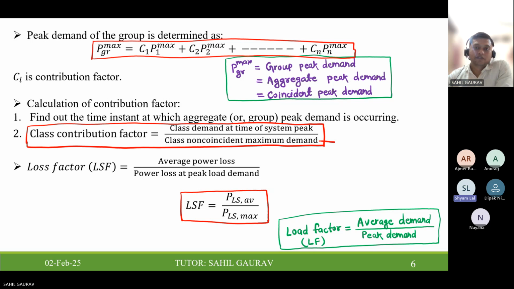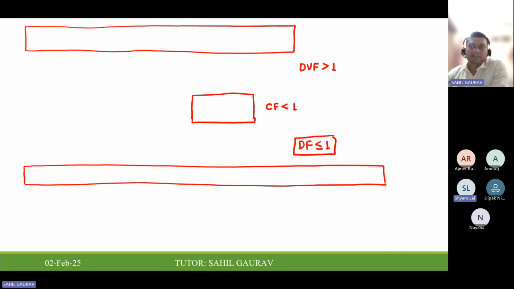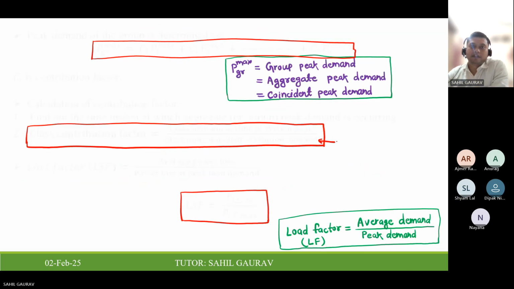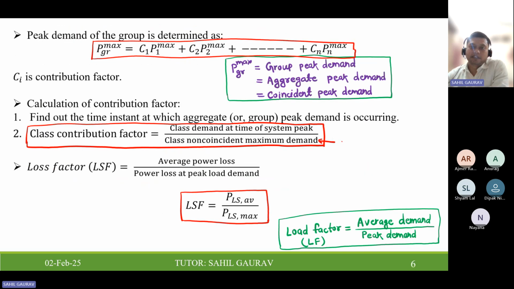Right. So you can say that it is the individual peak demand. At that time, when the class demand is at the system peak or the maximum demand, we will see one example based on this. But right now I can tell that this is the individual peak demand.